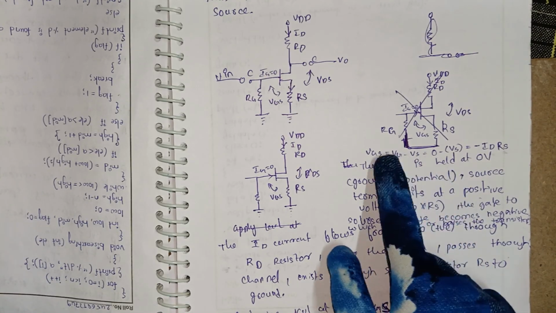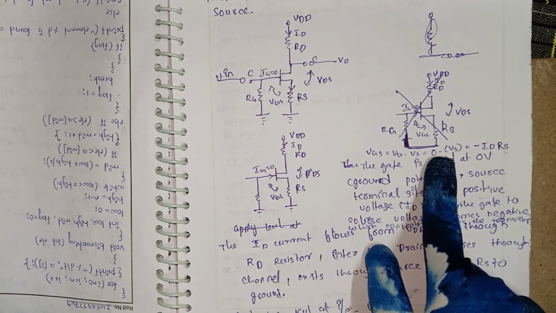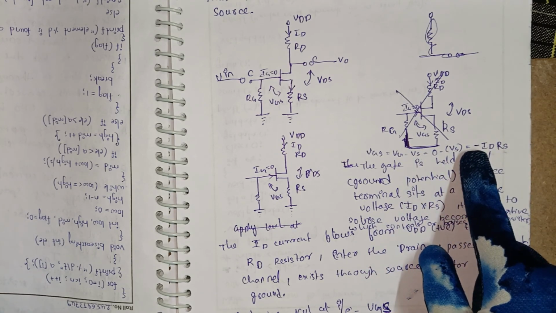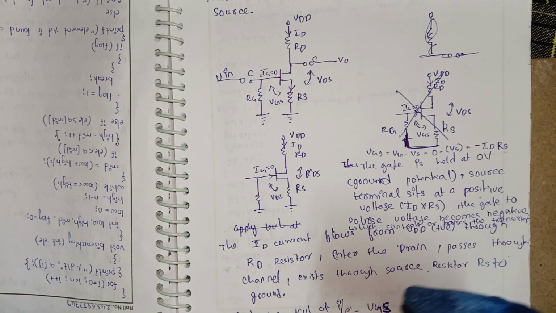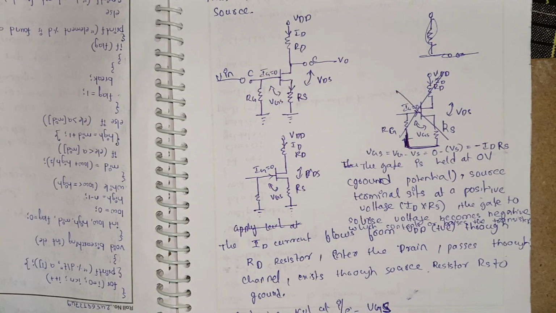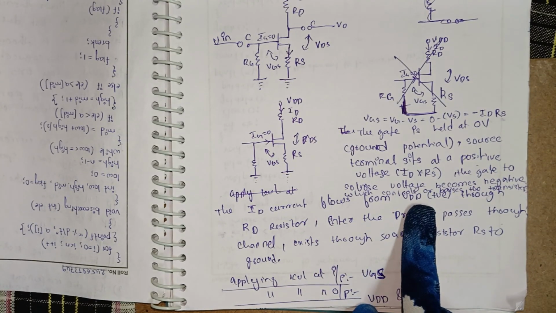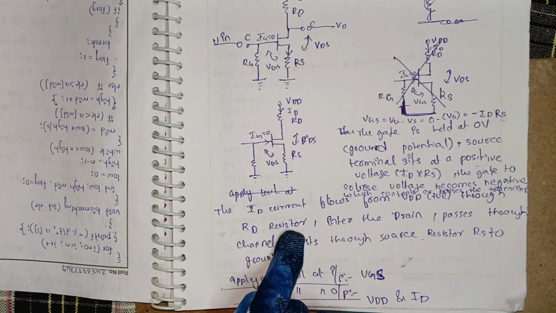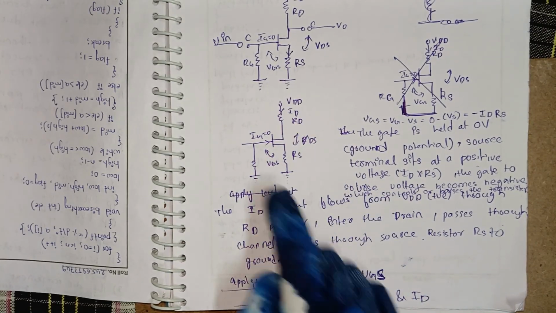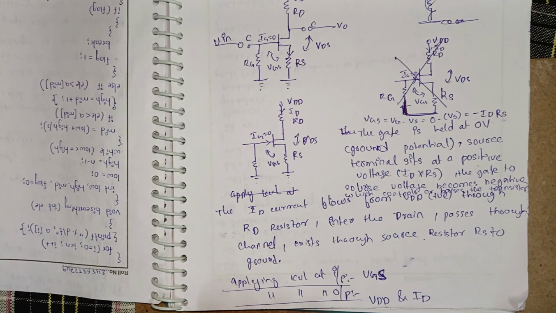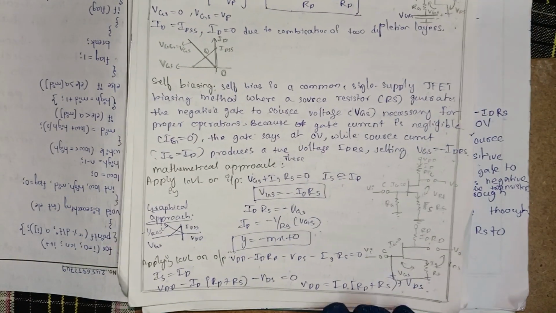This statement I have explained here. VGS is equal to VG minus VS, that is equal to 0 minus VS, that is equal to minus ID RS. We are substituting the previous VS value. And then the ID current flows from VDD through the RD resistor, enters the drain, passes through the channel, exits through the source resistor RS and to the ground, and then applying KVL at the input side. So here we have applied KVL at the input side.